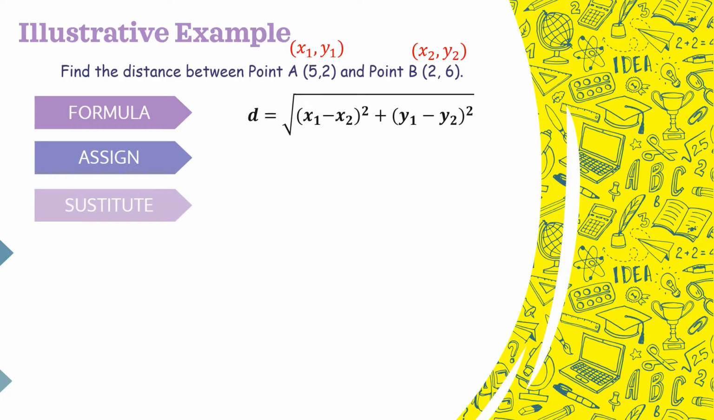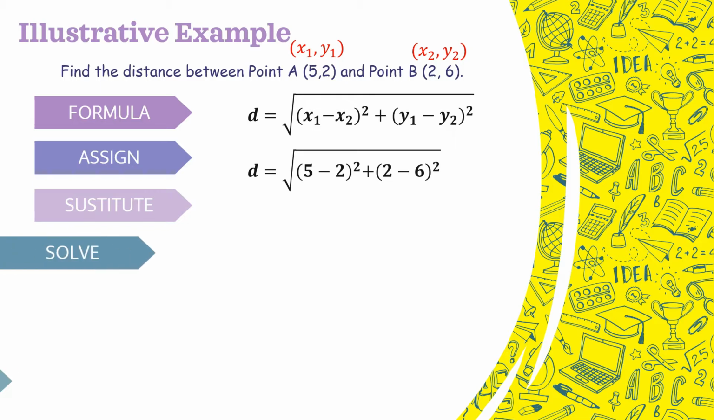Then after this, we're going to substitute. So we're going to replace the x sub 1, x sub 2, y sub 1, y sub 2 with the values that we assigned on the second step. So therefore, we will have this equal to square root of 5 minus 2, replacing x sub 1 with 5 and x sub 2 with 2 squared, plus quantity 2 minus 6 squared, replacing y sub 1 with 2 and y sub 2 with 6.